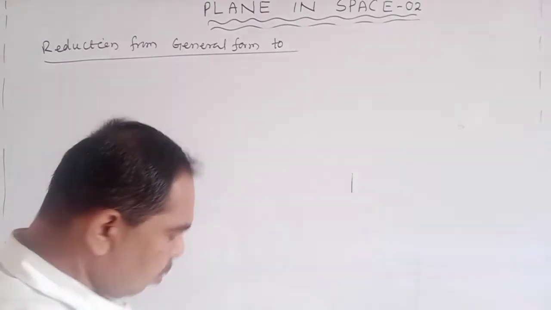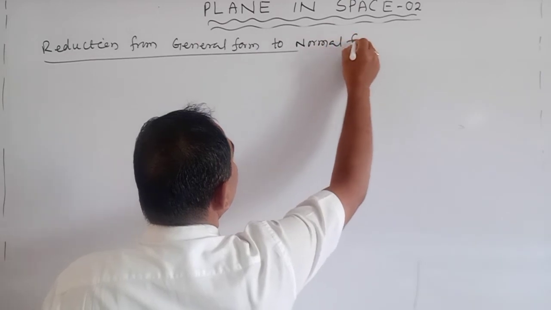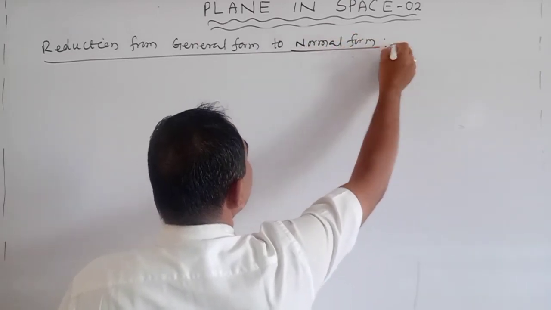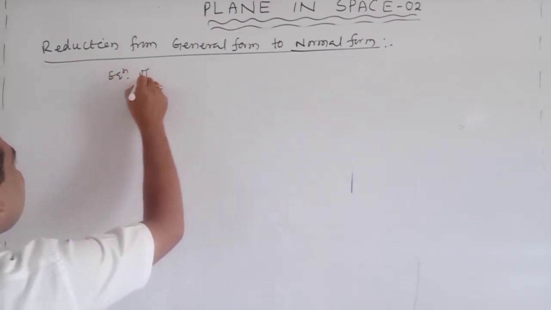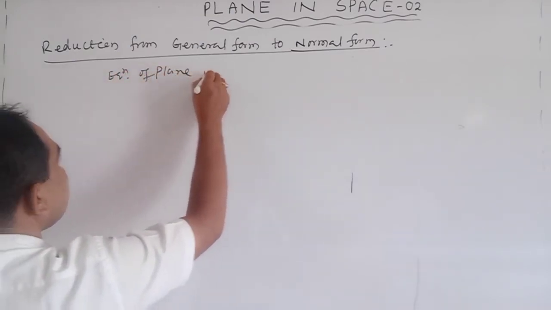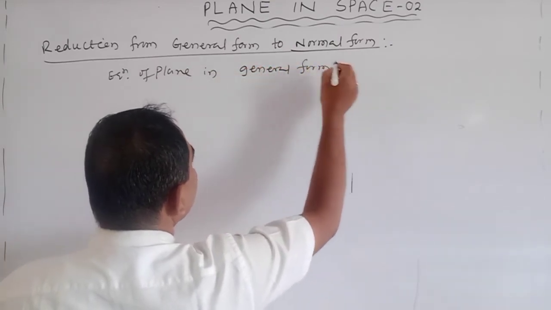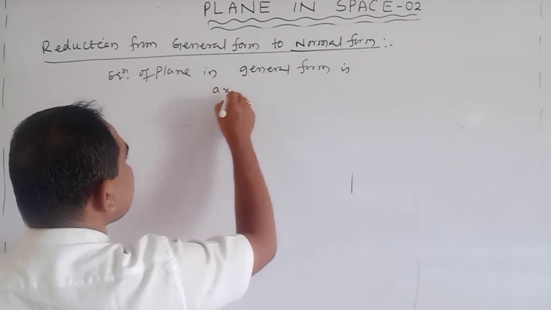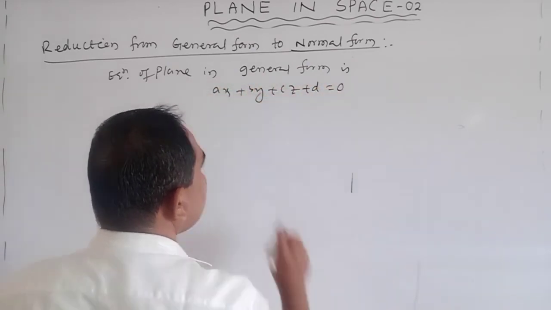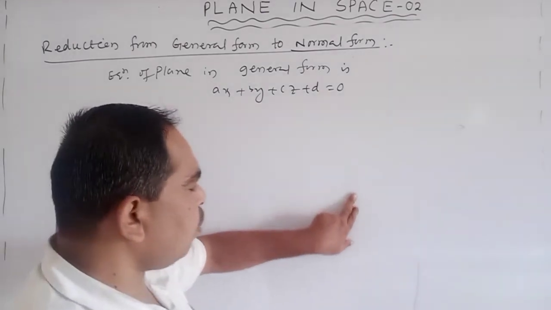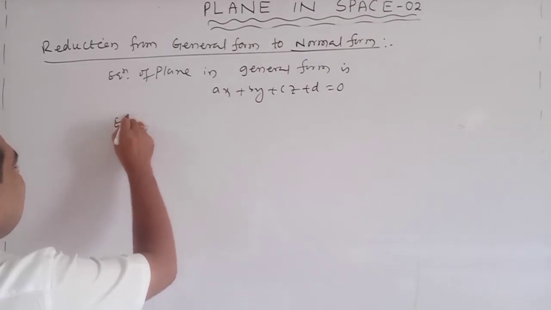General form to normal form. Normal form means, first write down the equation of the plane in general form. General form is Ax plus By plus Cz plus D is equal to 0.